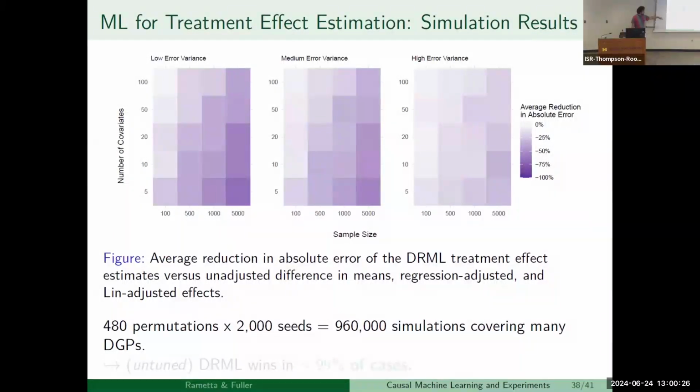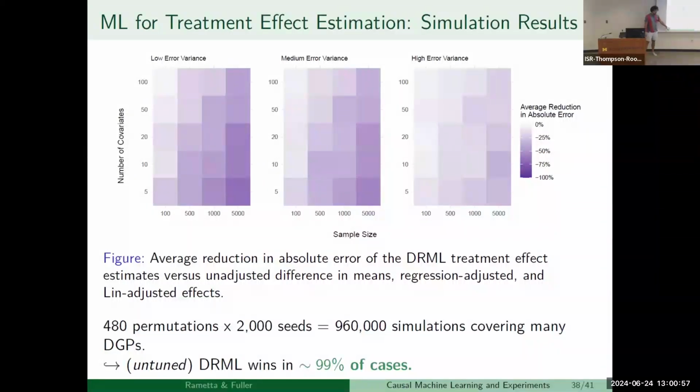We ran this across 2,000 different seeds to get 960,000 simulations. Here, what you're seeing is the darker the purple color, the more average reduction in absolute error you see for the causal forest estimate, the doubly robust machine learning estimate, compared to these more standard approaches. So difference in means, regression adjusted, and Lin adjusted effects. And as you can see, there are some massive performance gains here, and they're significant across all of these different options: number of covariates, the sample size, low, medium, high error variance.